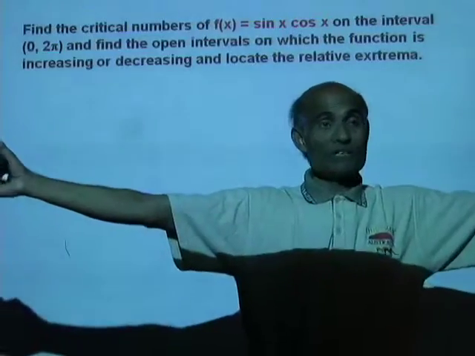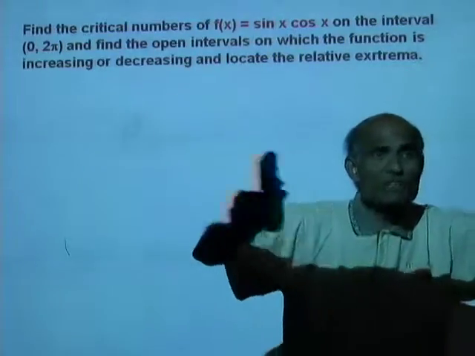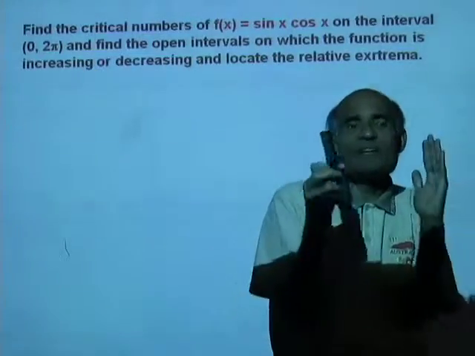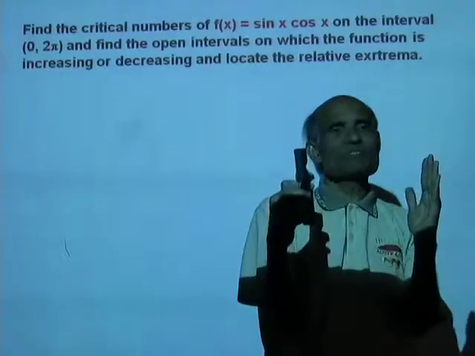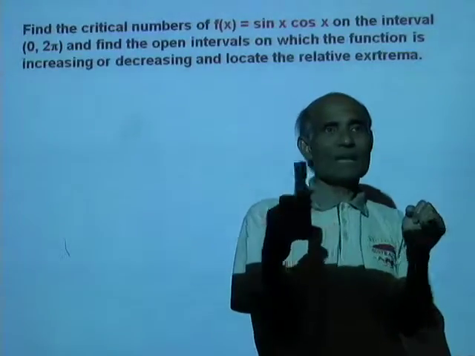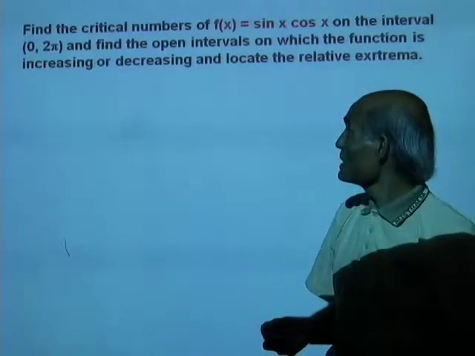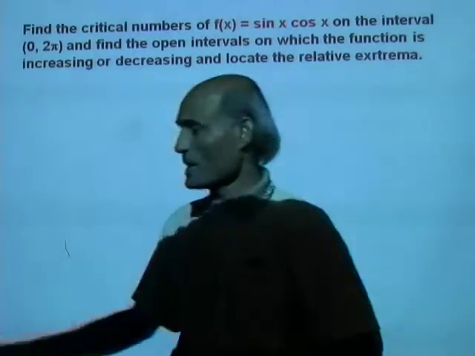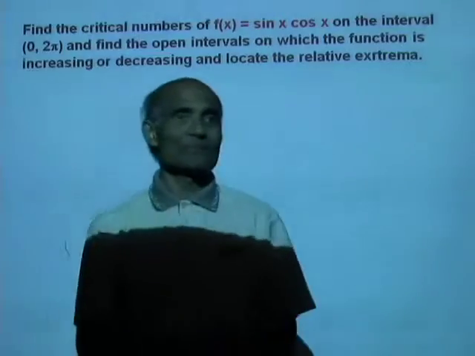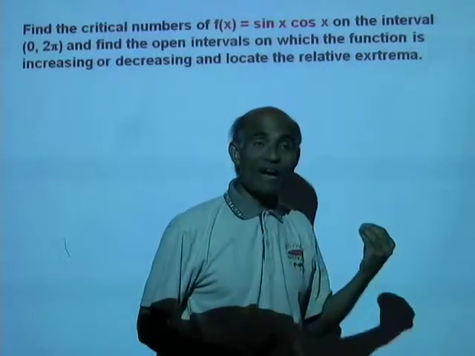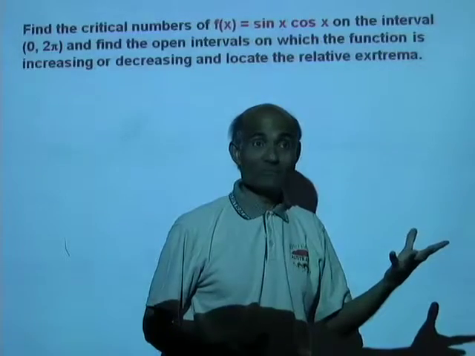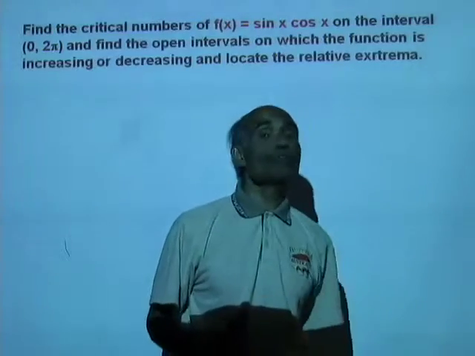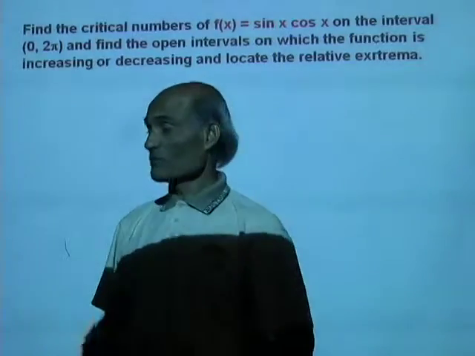Well, remember, the domain of sine x cos x is negative infinity to positive infinity. So to study the behavior, we restrict the interval to 0 to 2 pi. That makes it easier for us. And locate where the function is increasing or decreasing, and locate the relative extrema. Okay, tell me, where do we start? We take the function, find its derivative, right? Yes. And set the derivative equal to 0 for critical numbers. Shall we do that?